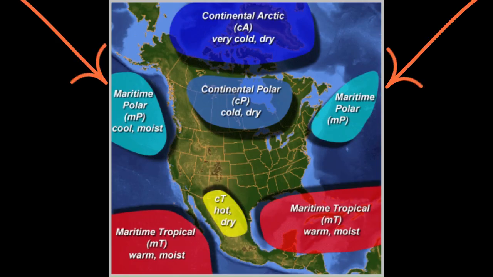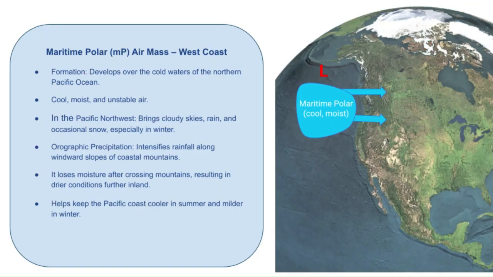Now let's examine the two maritime polar air masses. The maritime polar air mass over the Pacific forms over the cold waters of the northern Pacific Ocean. It is cold, moist, and unstable, bringing cloudy skies, rain, and sometimes snow to the Pacific Northwest, especially during the winter months.